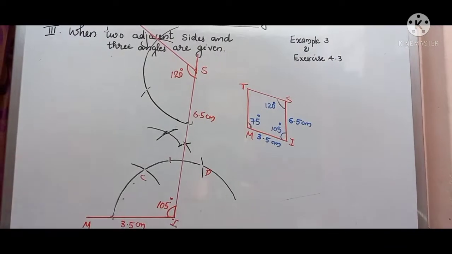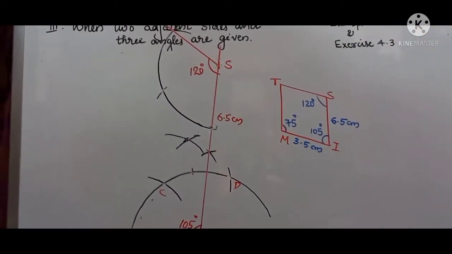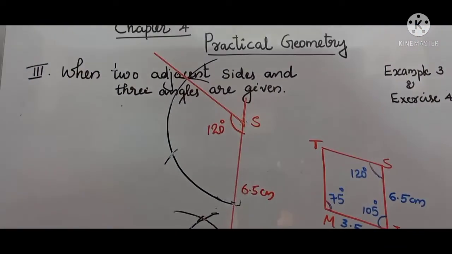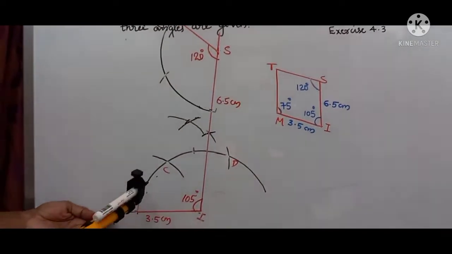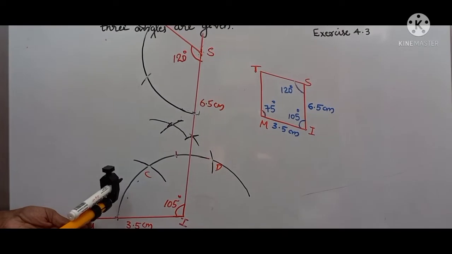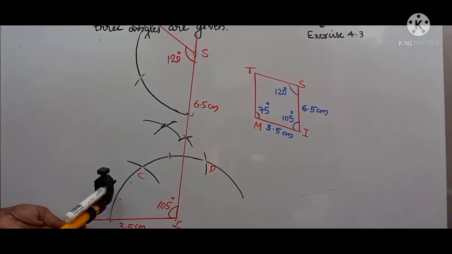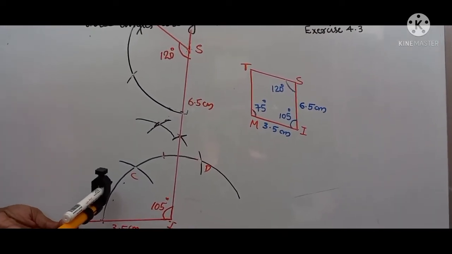That point is T. So we have to construct a 75 degree angle. How to construct 75 degrees by using compass and ruler? I have given it in a previous video, and if needed I will share it once again in the description box.